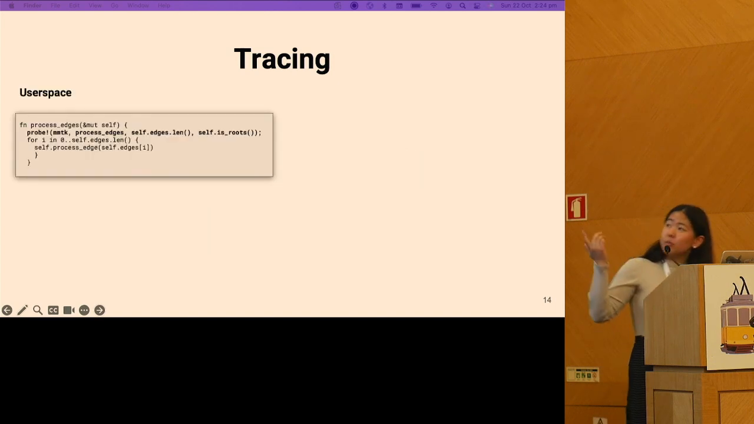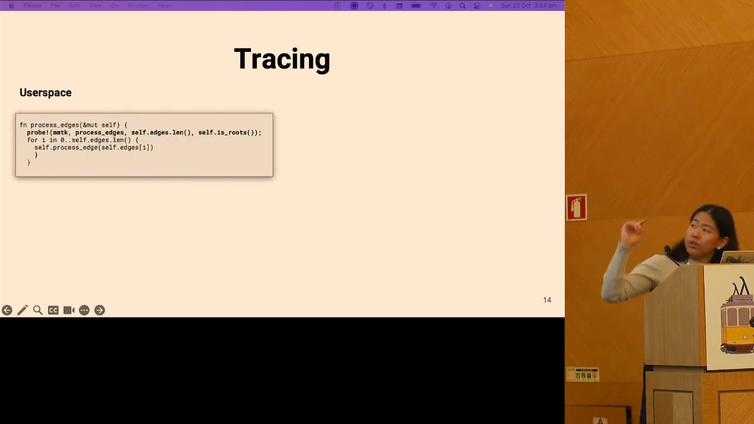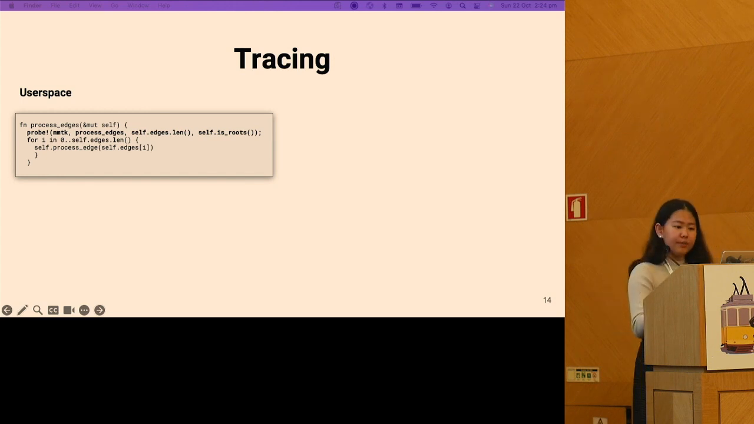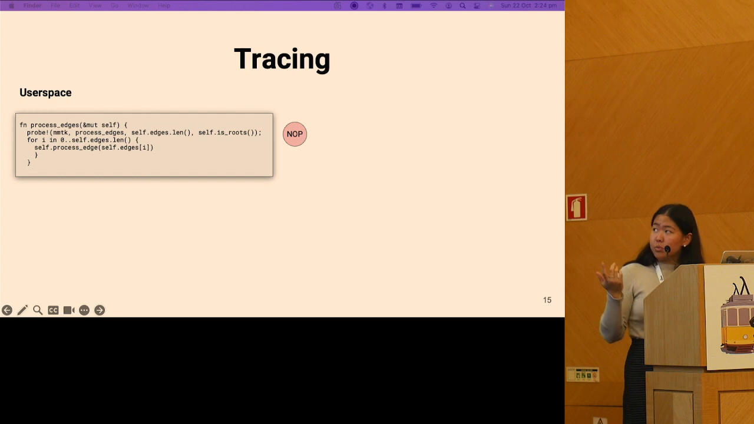So here's an example of a trace point. The probe call in some Rust code. And when they're inactive, they're instrumented as no-ops, which means they have basically no overhead. This is really important because it allows us to compile a set of trace points into key parts of our code base, and we don't have to really worry about performance implications.